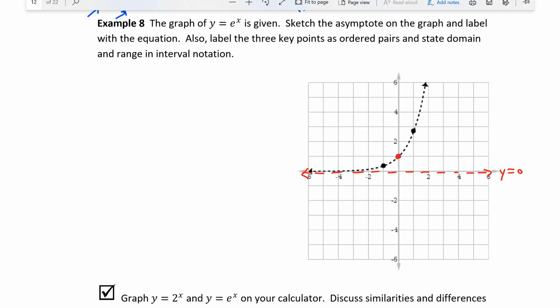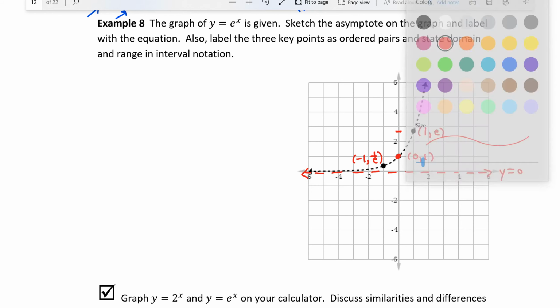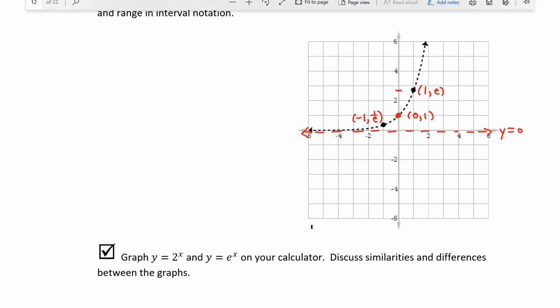Notice there are 3 key points on this graph. As our exponential functions do, this has a y-intercept at (0, 1). The next point has an x value of 1 and a y value of e, or approximately 2.718. This point here has x value negative 1, and the y value is 1 over e, so a value less than 1. The domain of this function is the same as the domains of our exponential functions: negative infinity to infinity for the domain and 0 to infinity for the range.